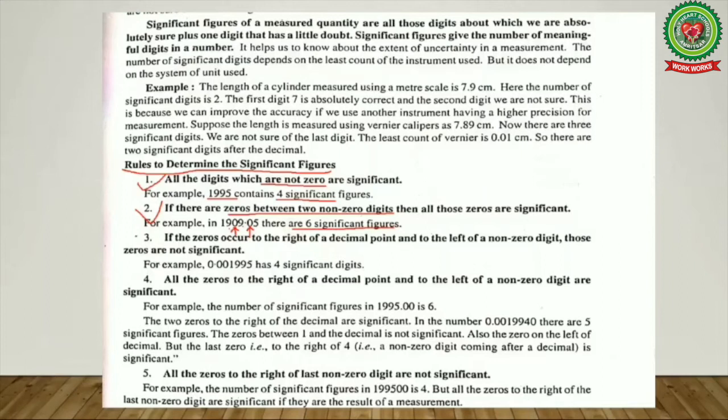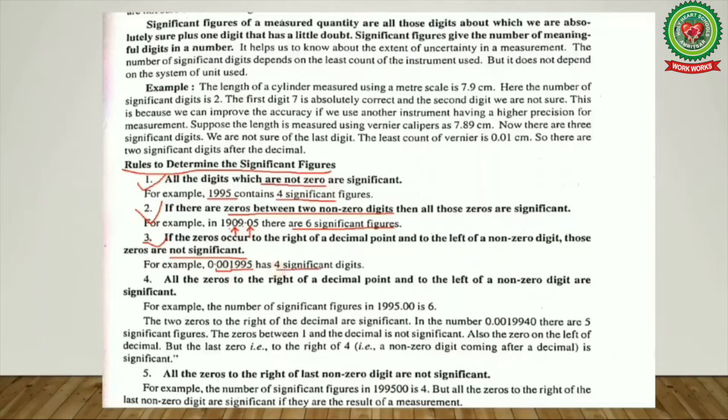Rule number 3, if the zeros occur to the right of a decimal point and to the left of a non-zero digit, those zeros are not significant. Which digits? The zeros to the right of the decimal point and to the left of a non-zero digit. These zeros are not significant. So in this case the total number of significant figures is 1, 2, 3, 4.